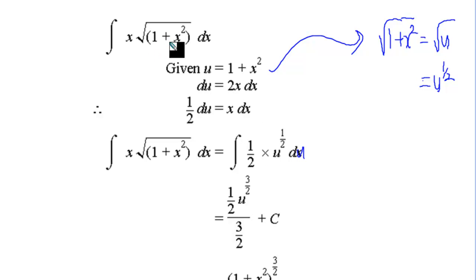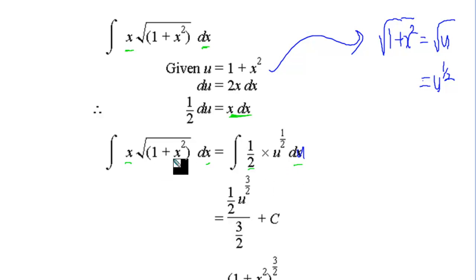Take x outside the square root of 1 plus x squared, dx. Well, that's going to be hard to integrate. We can't expand it out. We can't do much with it. So if we use the substitution u equals 1 plus x squared, du would equal 2x dx. So if you look, I've got an x dx, but I've got 2x dx. Let's manipulate it so I've got x dx. That would be equal to a half du, just divided by 2. Then I can do that substitution. So x dx is equal to the half times du.